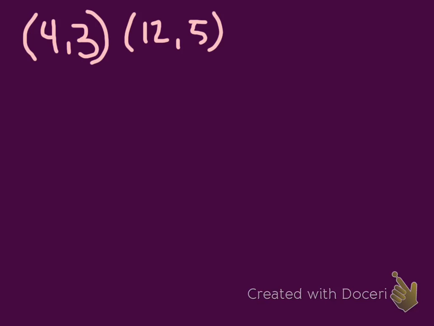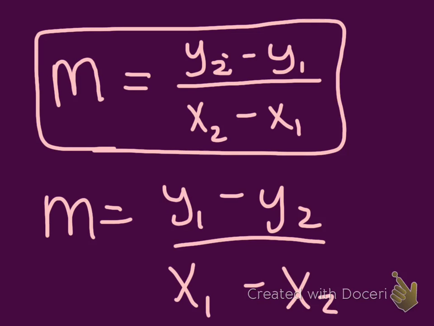So this time we don't have a picture. We have the ordered pair (4, 3) and the other ordered pair (12, 5). Now you could get out your graph paper and graph these and then draw your triangle. But with this new formula, we don't have to. So I'm actually going to copy this formula here to bring it over.